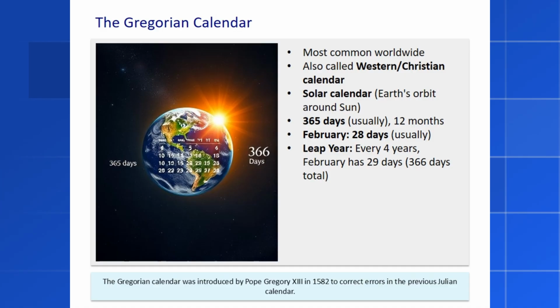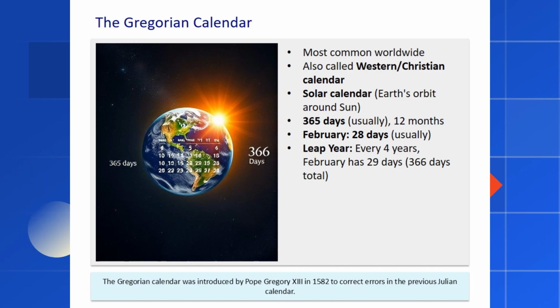The year is divided into 12 months. Most months have 30 or 31 days, but February is a bit special, usually having only 28 days. But every 4 years, February gets an extra day, making it 29 days long. That year is called a leap year, and it has 366 days in total. This extra day helps keep our calendar perfectly aligned with the Earth's journey around the sun.